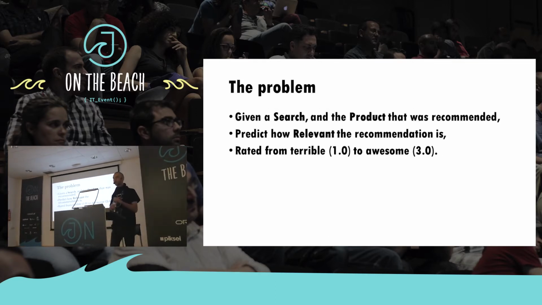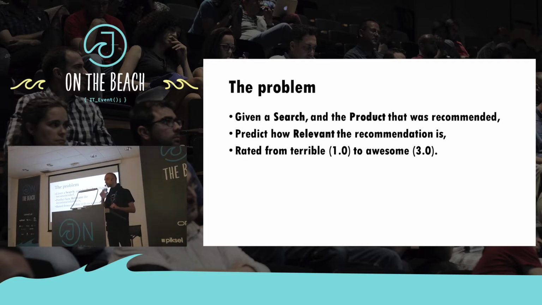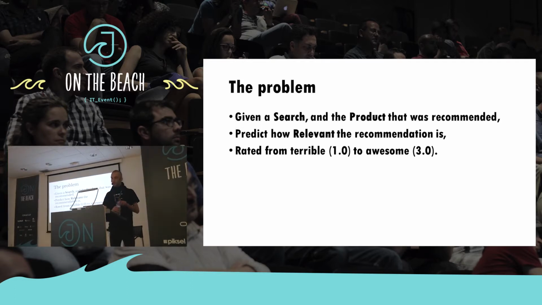So given that, the problem we were trying to solve is really this. If you give me a search, which is going to be a string, and you give me back a product, which is going to be a couple of strings, like the product description and so on, I'm going to try to predict if that recommendation was relevant, relevant being a number between 1 and 3. 1 is awful, 3 is excellent.